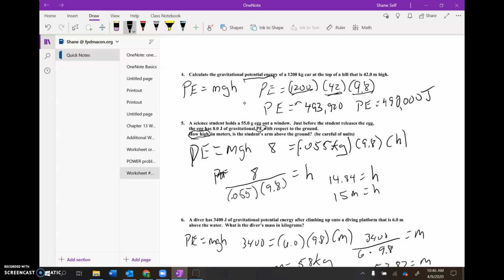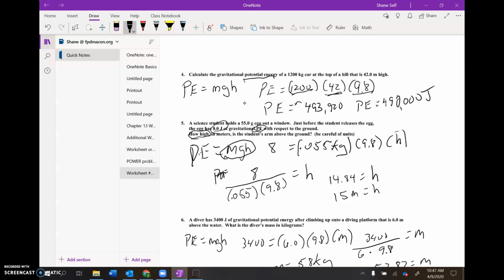We know it's a potential energy formula, which is mass times height times acceleration due to gravity. They give us potential energy. Potential energy is 8 joules, so that goes right here where the PE goes. So we have 8 equals mass. Mass is 55 grams. We change that to kilograms, 0.055 kilograms, times your height, which we don't know, times your acceleration due to gravity, which is always 9.8.